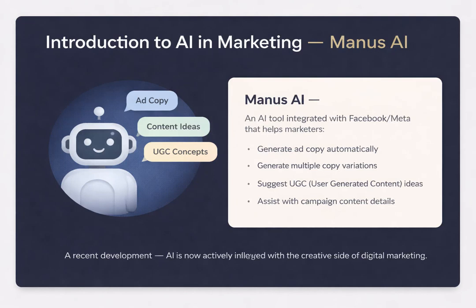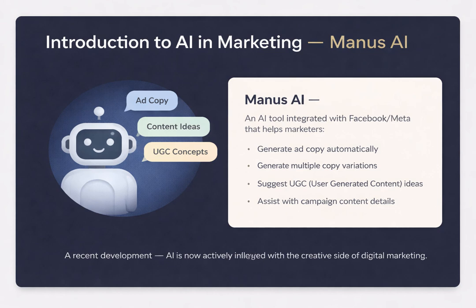Now, let's shift gears and talk about something exciting that's been emerging in the digital marketing space: the use of AI tools to help with marketing content. One tool that's been getting attention is Manus AI. This is an AI system that has partnered with Facebook and Meta to help marketers with the creative side of their campaigns. It's a relatively new development, and it's quite significant. What Manus AI does is help you generate ad copy, the written content of your ads, quickly and at scale.